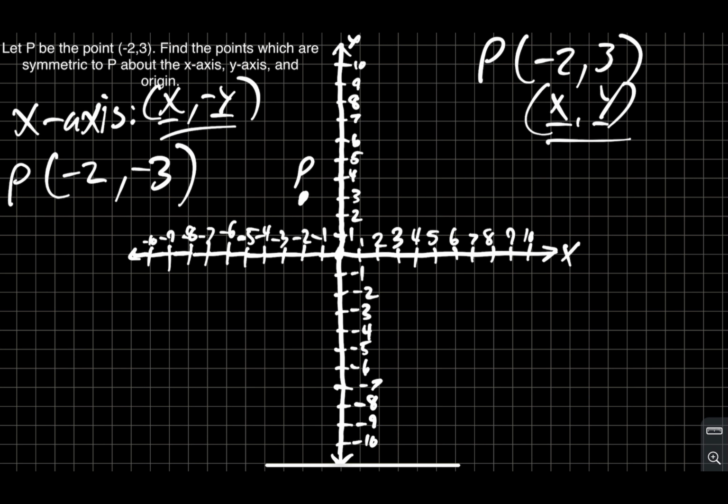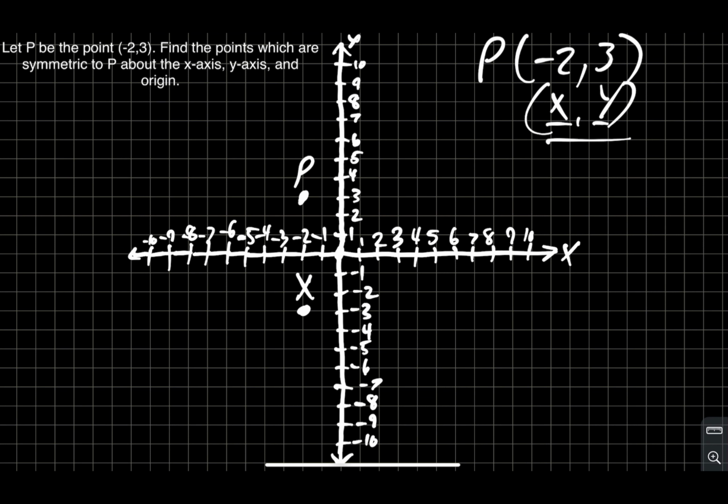So we go to -2 for our x, and then we move down to -3. Your point is going to be right here. I know I put P right here, but we can label this something different. I can call this point X. So this is point X.